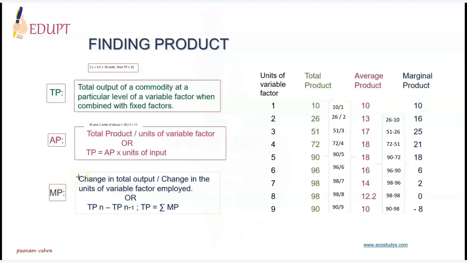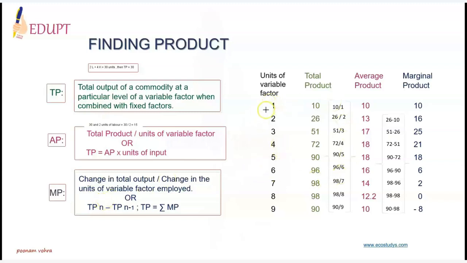Similarly, one can understand marginal product. It is change in the total output divided by change in the units of variable factor employed, or total product of n units minus total product of n minus 1 units. Also, total product is a summation of marginal product. Let us understand these concepts with the help of this table.